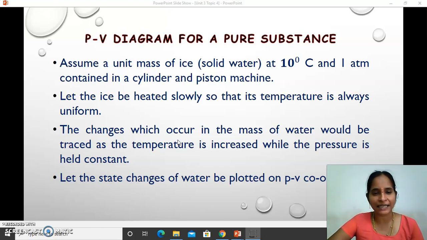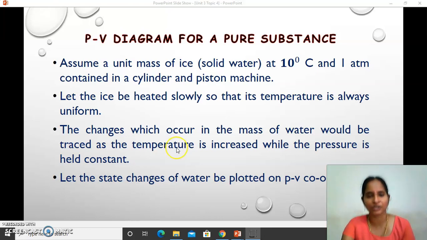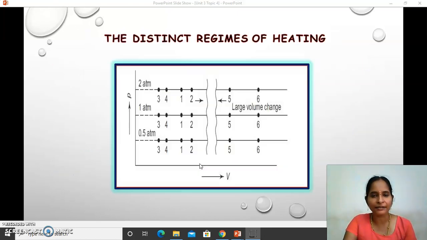Okay, so here we are taking a unit mass of ice at a temperature of minus 10 degrees Celsius and 1 atmosphere, contained in a piston cylinder machine. You are maintaining the pressure, varying the pressures, and repeating the experiment again and again at various pressure conditions. Now the ice is heated continuously at a constant rate, the variation in volume is observed, and it is plotted in the PV coordinates, right?